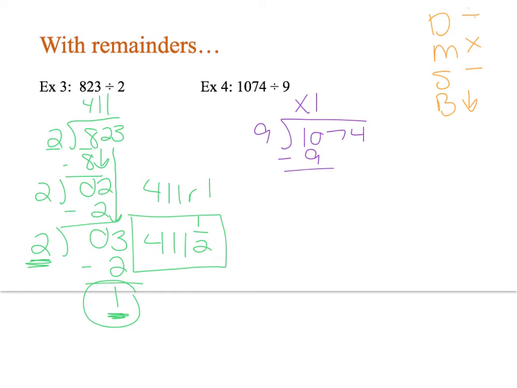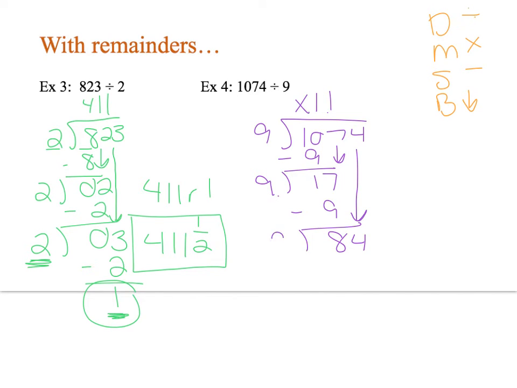Step 3, subtract. Step 4, bring down. Bring just the 7 down. Okay, start over. Divide. 9 into 17 fits in once without going over. 1 times 9 is 9. Subtract, you get 8. Step 4, bring down the 4.